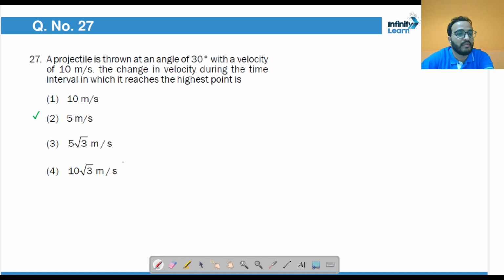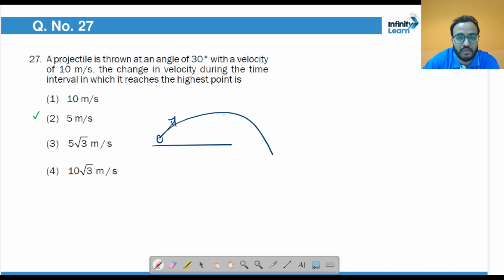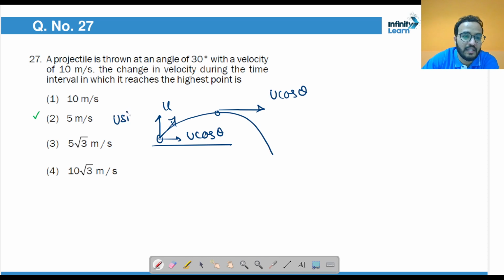Got it? Now 27. A projectile is thrown at an angle of 30 degrees with the velocity of 10 meters per second. The change in velocity? If you throw an object like this, it will go to the topmost point, right? Here the velocity is u. It will be u cos theta here. The horizontal component remains constant. The vertical component will be 0. Here it is u cos theta and u sin theta both.